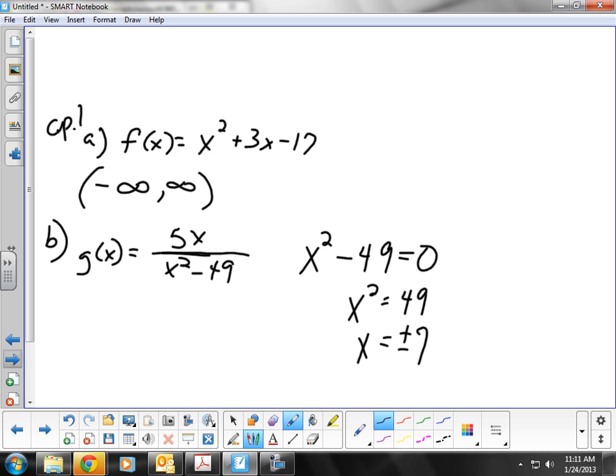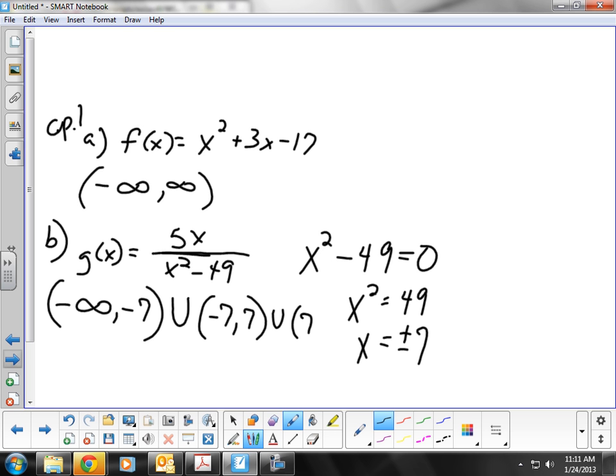So my domain on this problem is from a negative infinity up to a negative 7, and I cannot include negative 7, so you put an open parentheses there. And that's unioned with, so it's included with, from negative 7 to positive 7, another open parentheses that shows that I can't contain that 7, and that's unioned with 7 to a positive infinity. So that's interval notation that shows that I can use every number in the world except -7 and +7.